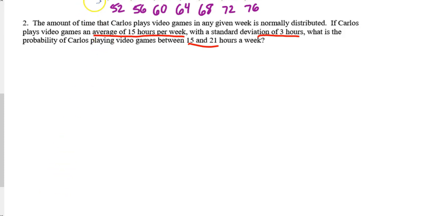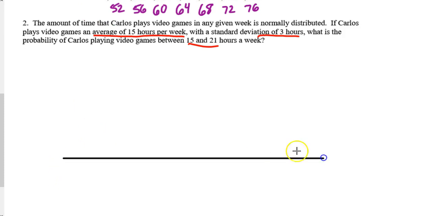We'll make a horizontal line. I have the advantage of a little line tool. You should probably use some sort of an edge or something. Get something you can make a horizontal line with. All right. And we're going to lay out our mean right in the middle. I'm going to label that with 0. That's 0 standard deviations away.